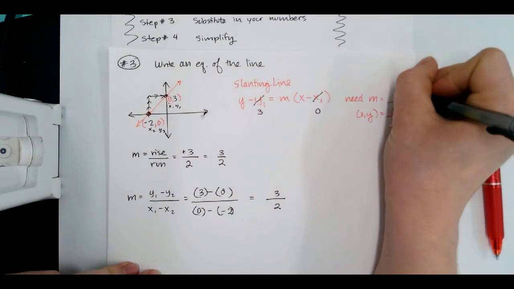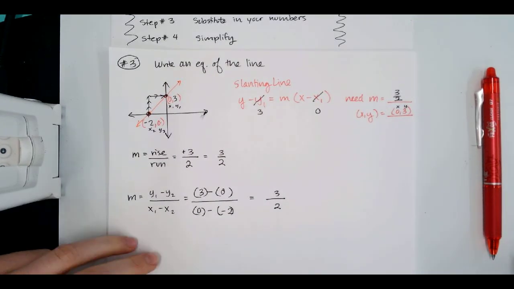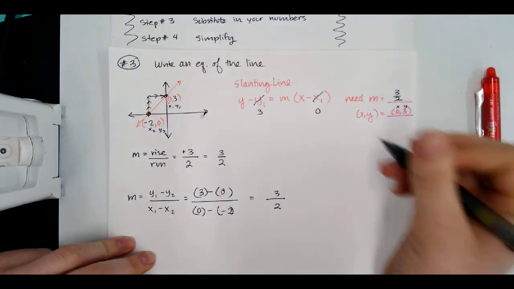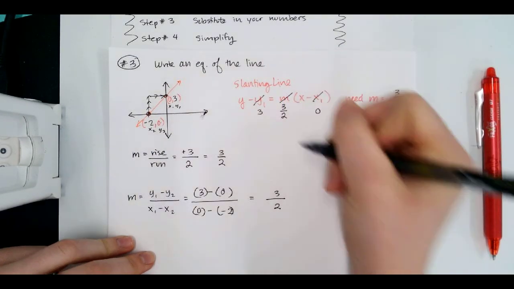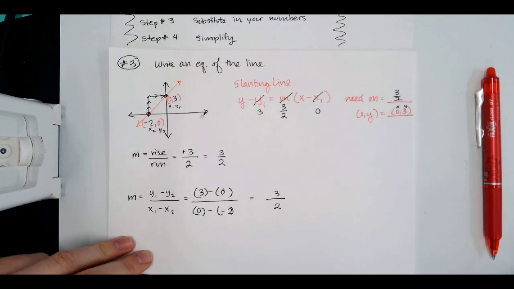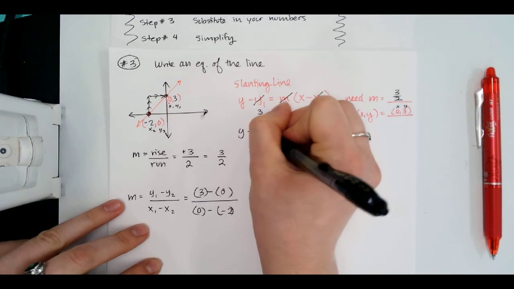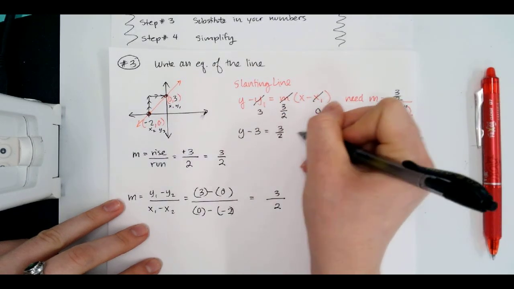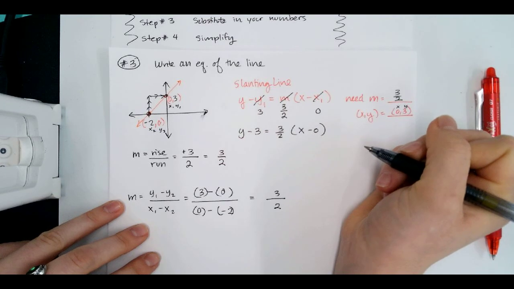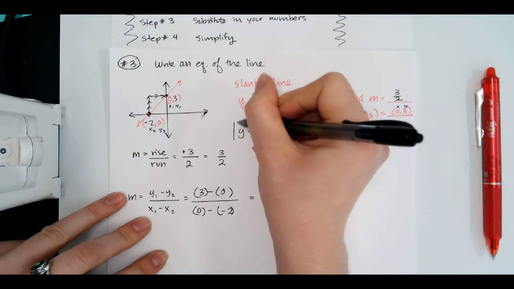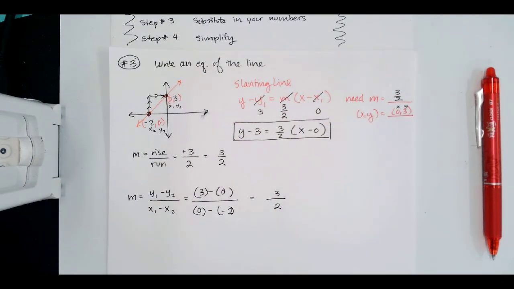All right, so my slope is 3 over 2. And that was the last piece of information I needed to write the equation of my line. So I'm going to plug that in. So taking out m, we're going to replace it with my slope that I just found, 3 over 2. And the last step is simplify. So we have y minus 3 equals 3 over 2 times x minus 0. Okay. Now this answer, the way I've written it and I'm boxing it, is normally perfectly acceptable.